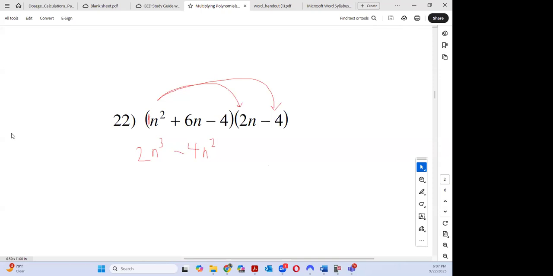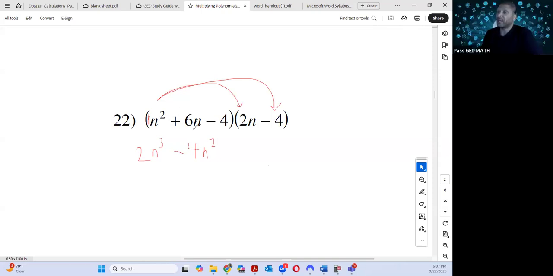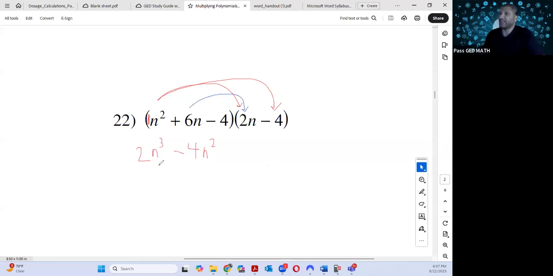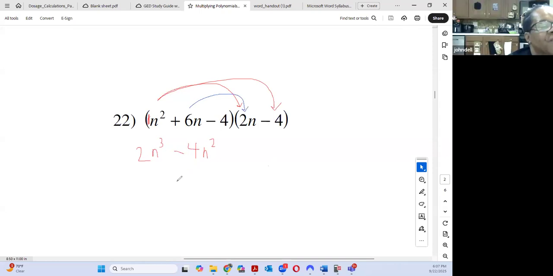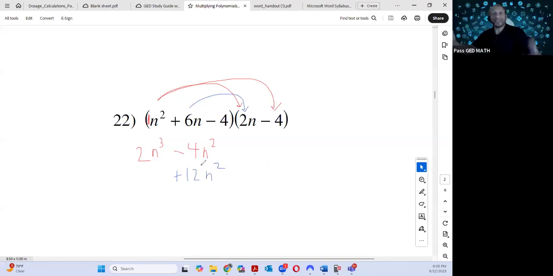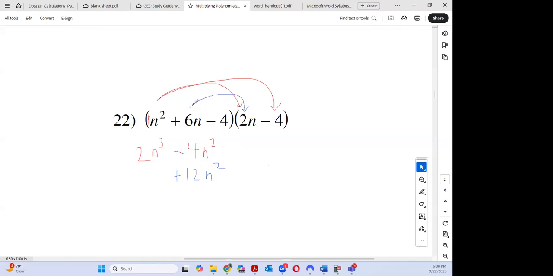Now I'm going to change my color. I'm going to go to blue so we can see the difference. Now we're done with the n squared. We multiplied n squared by everything in the second parentheses. Now we're going to move to what? 6n times 2n. What's 6n times 2n? 12n squared. If you notice, I lined it up because that's a like term, because they both have n squared. Everybody understand that? Yes.